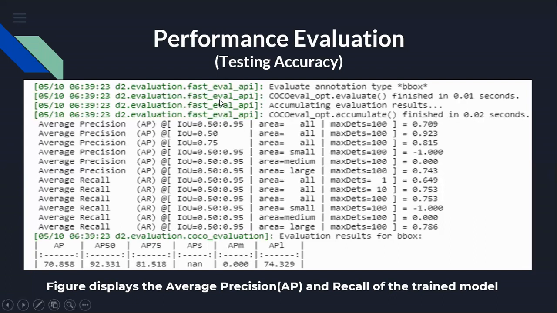So the actual object has the bounding boxes somewhere here and the predicted object has been somewhere here. And if they coincide to around 50%, then it's going to be AP 50. Or if it's more than that, like 75% coinciding, then it's going to be AP 75. So 92% and 81% are pretty good numbers when it comes to average precision. More details about how this accuracy is calculated, I will drop a link in the description for a quick read.